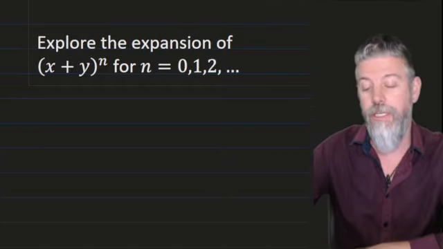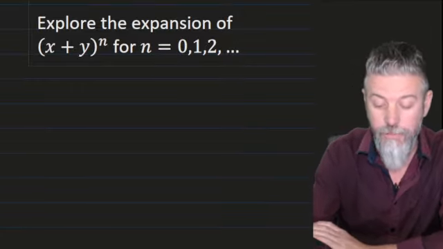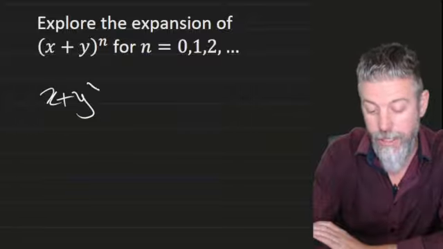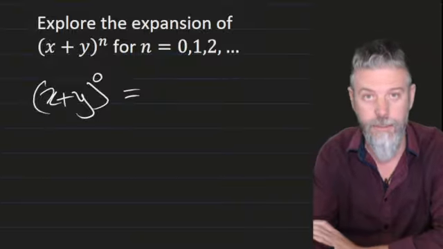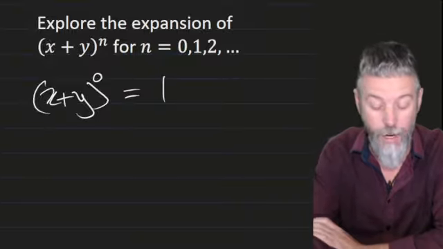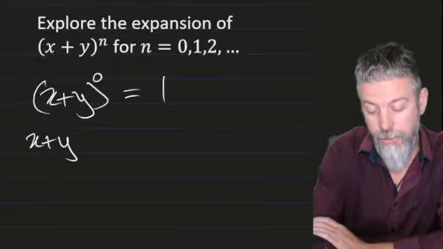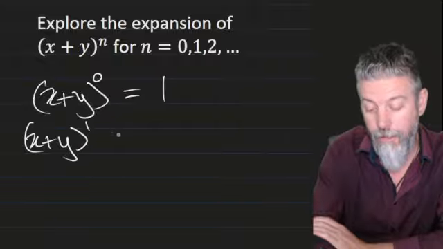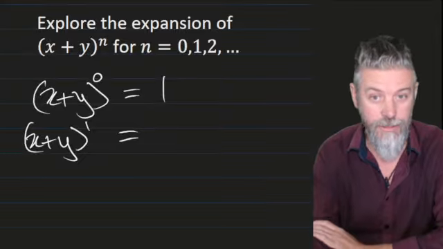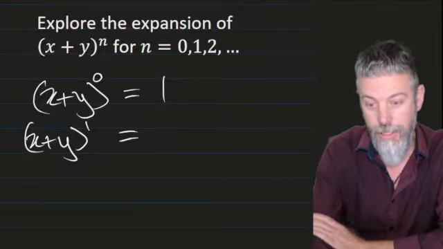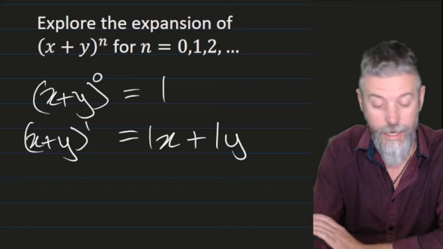So let's start with the basic value of n equals 0. If we were to expand (x + y)^0, well, there's just a straight up rule that anything to the power of 0 is 1. Now we go to the next expansion, (x + y)^1. If you are doing something to the power of 1, then it's just itself. So this expansion is just 1x + 1y.